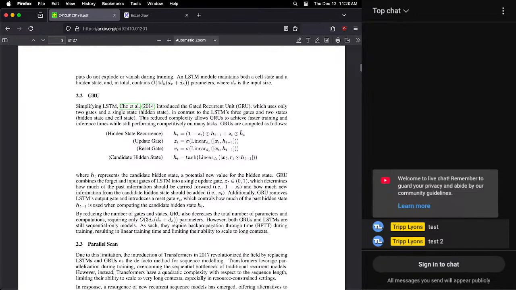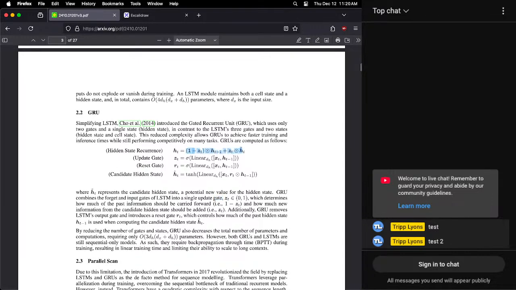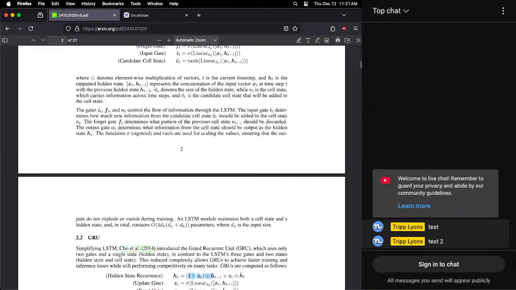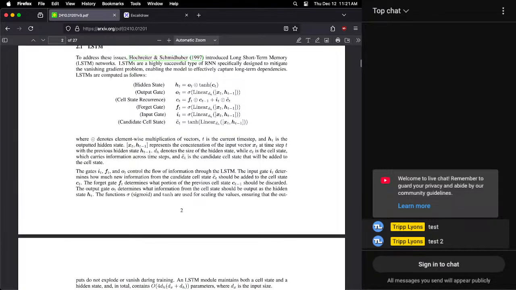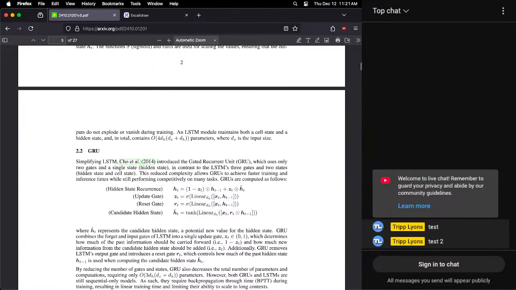Okay. GRU combines the forget gates and input gates into a single update gate Z. So you can see that this only uses 1 Z in this weighted sum. The other one uses F and I in the equivalent sum.